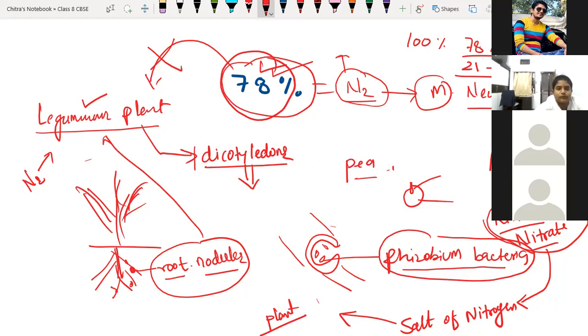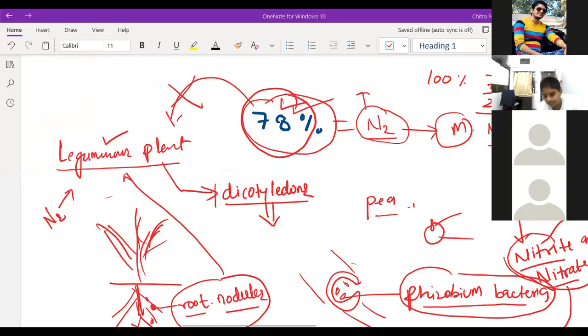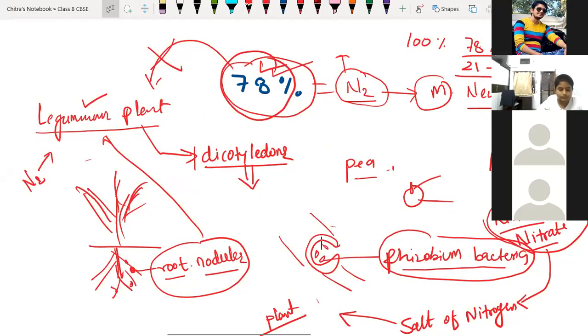Okay, understood everyone? Sir, nitrate means it is a water soluble nitrogen. Yes, like you can say urea. Okay, like urea. Sir, it will be soluble in water. Yes. And other plants will absorb that nitrogen for their proper growth and development.